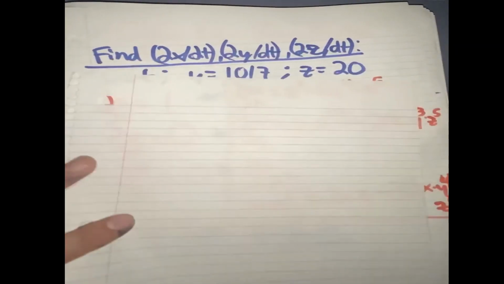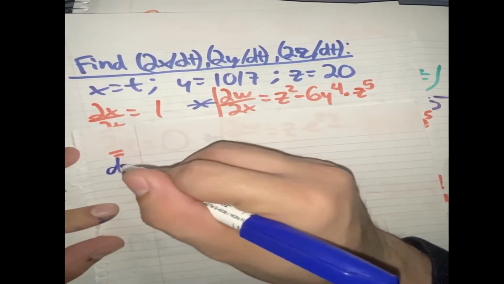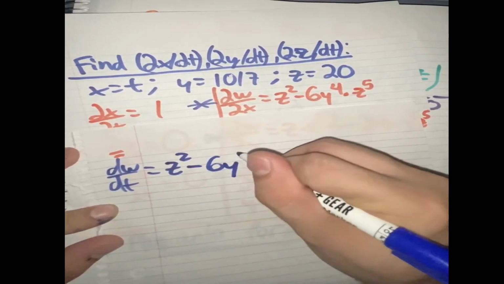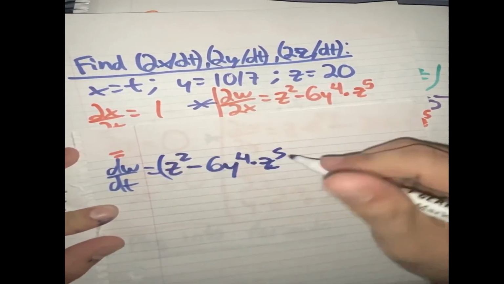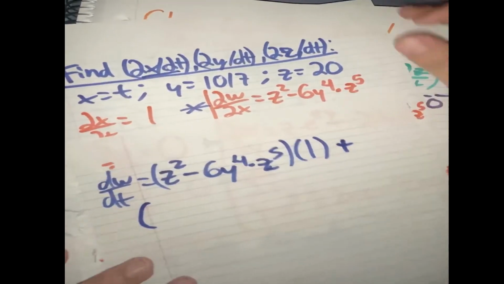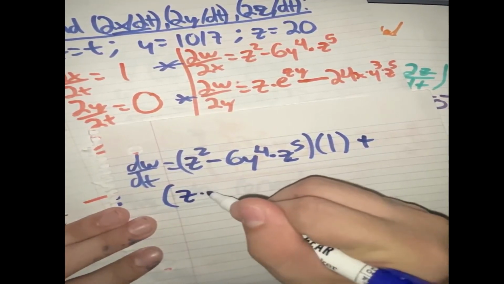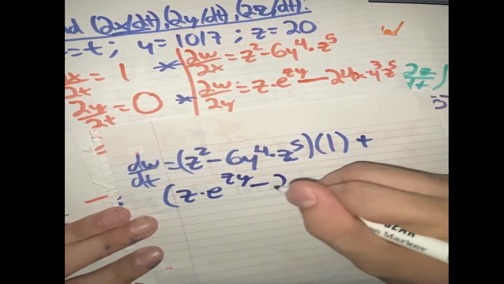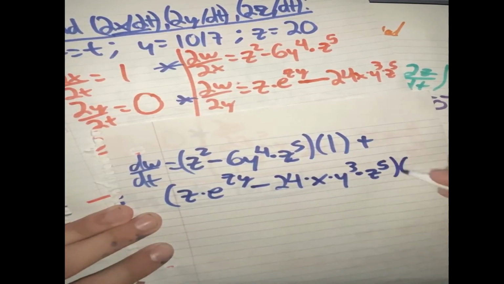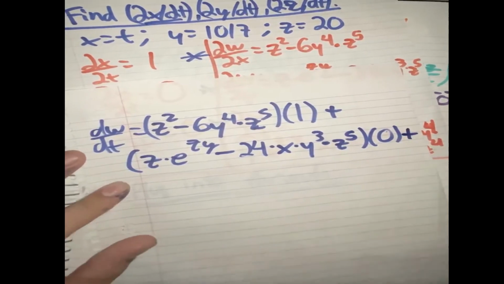So I'll get another sheet of paper. So we're going to multiply the partial derivative of, now that we're plugging them into the formula, the derivative of w with respect to t is equal to all this, z squared minus 6y to the 4th times z to the 5th. We're going to multiply this by our dx over dt, which is simply 1. Then we're going to get our y component, so dw over dy, so we get z times e to the zy minus 24 times x times y cubed times z to the 5th times our derivative of y over t, which is 0 in this case, plus the derivative of z.